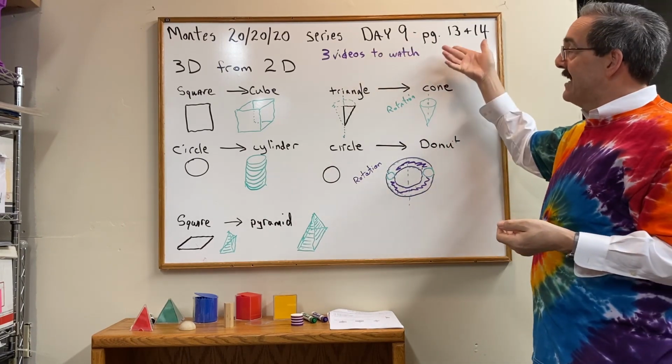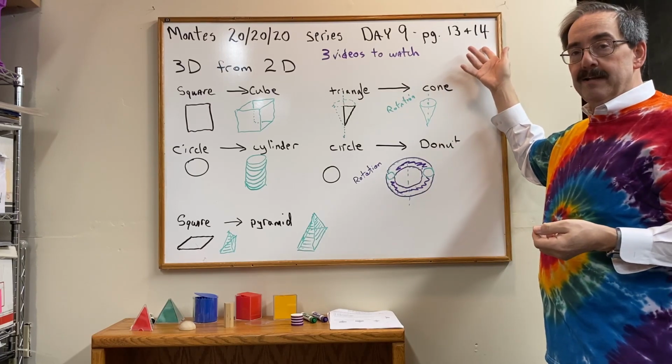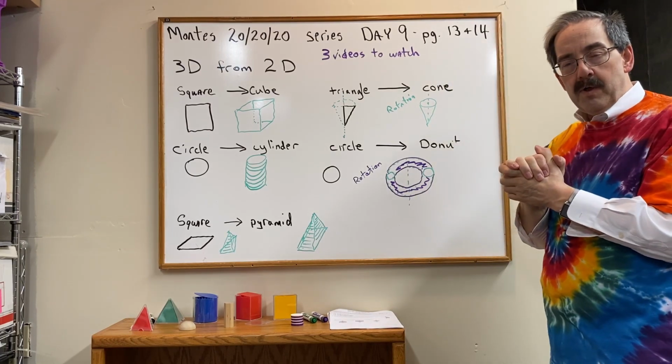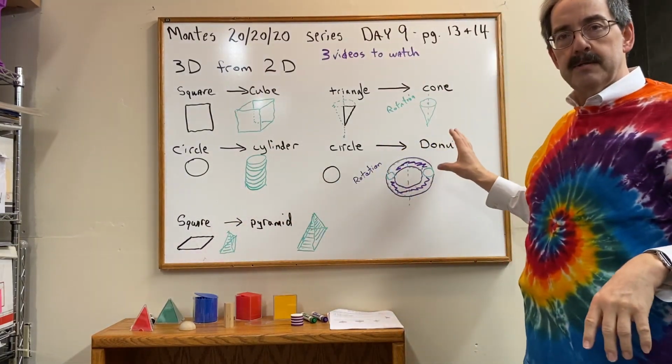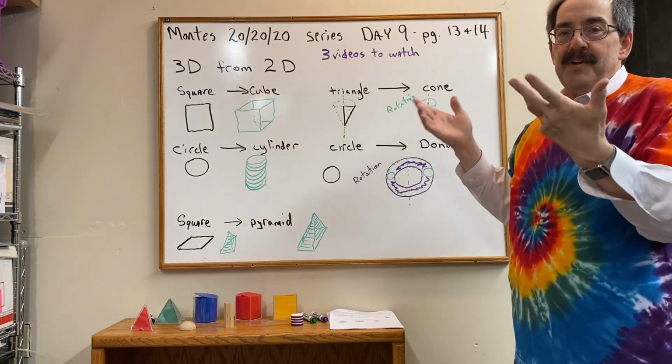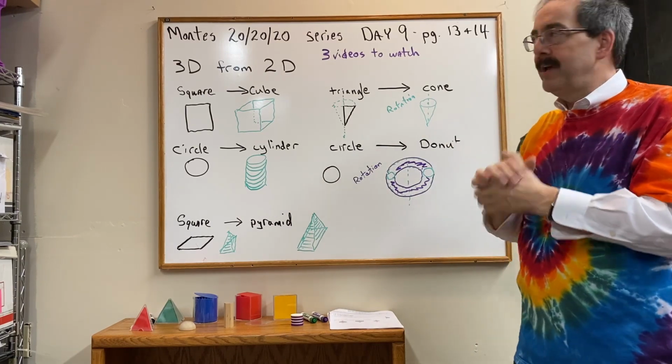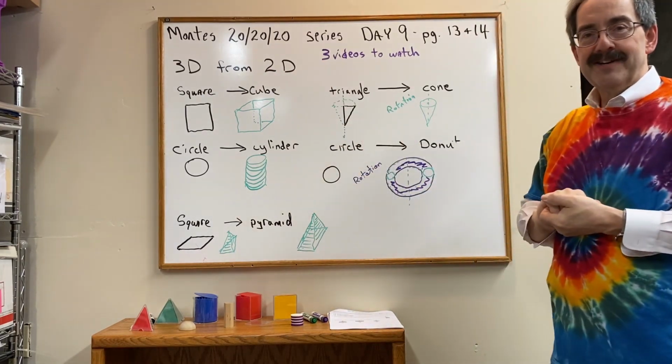This finishes day 9, pages 13 and 14. Tomorrow, we actually talk about how we label these shapes. And we have finished another week of geometry in Monty's 20-20-20 series.